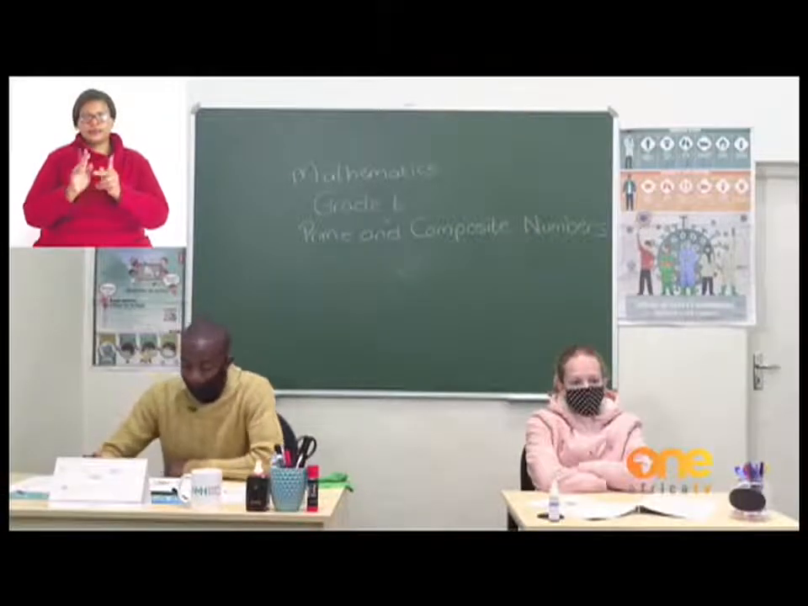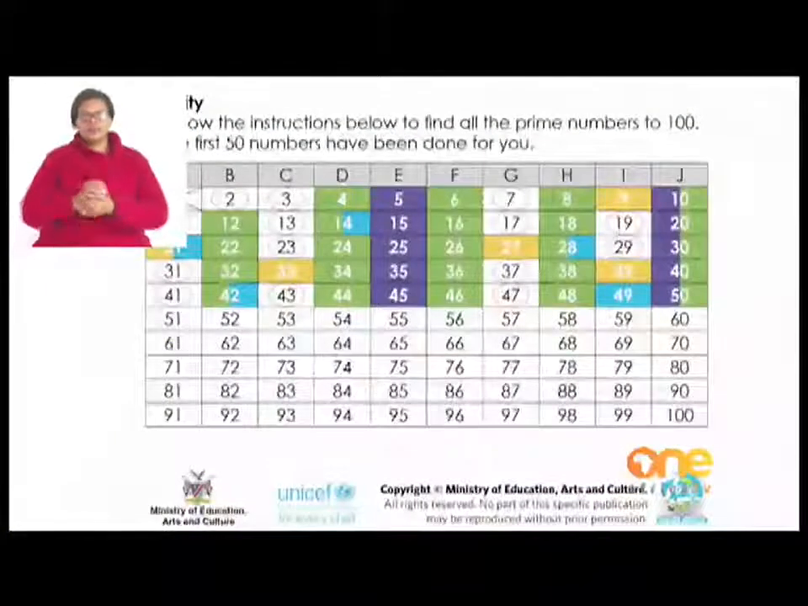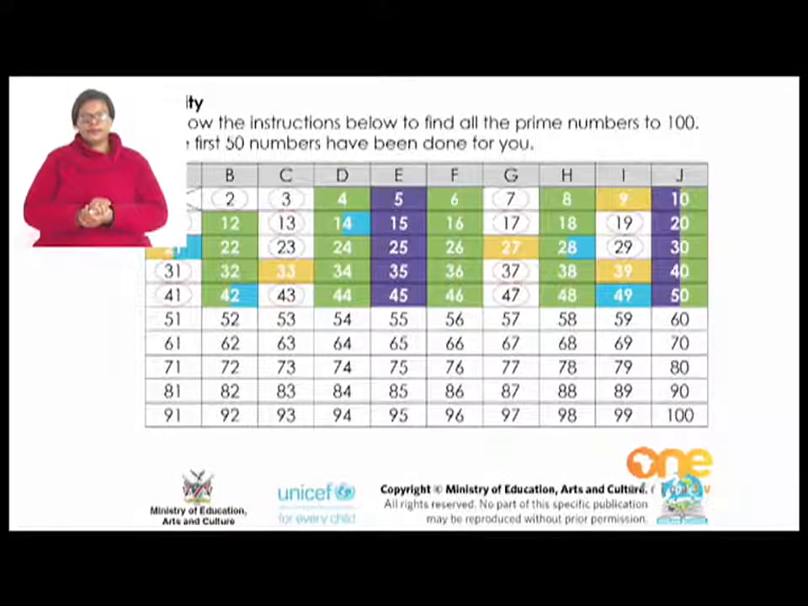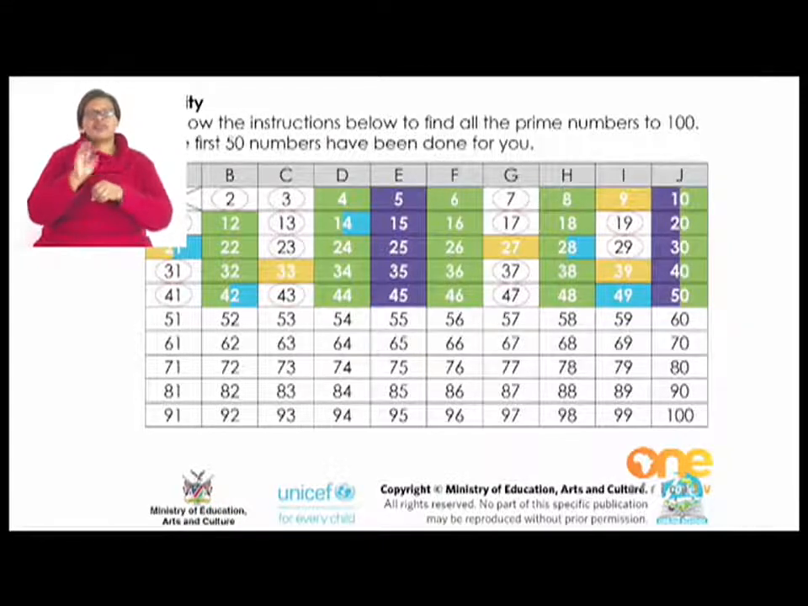Alright, let's go to page 11. It says there to follow the instruction below to find all the prime numbers to 100, in other words, from 1 to 100. Now, it also says that the first 50 numbers have been done for you. There is a certain way to discover your prime numbers, and we are going to do this step by step. So let's go to page 12.